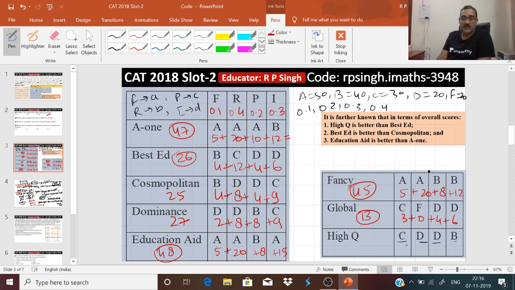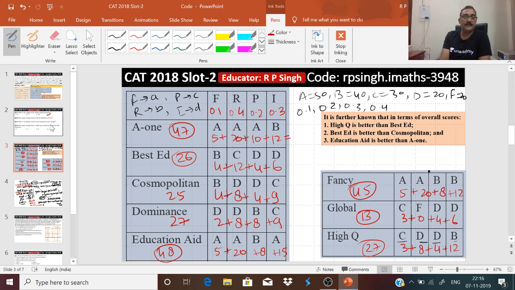And the last one, it is C. C means 30 into 0.1 that is 3. Then 20 into 0.4 that is 8. Then 20 into 0.2 that is 4. And then 40 into 0.3 that is 12. So it is 27. So guys, the score of all the colleges is here. Now you can answer each and every question.